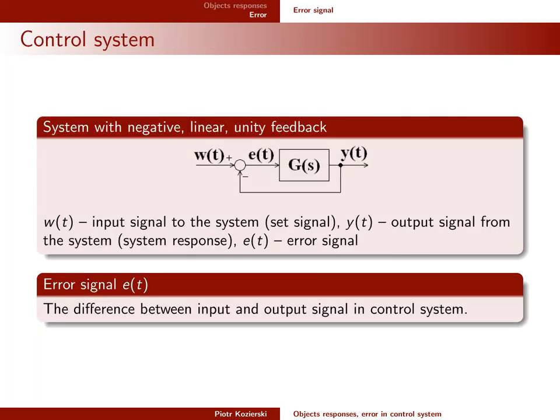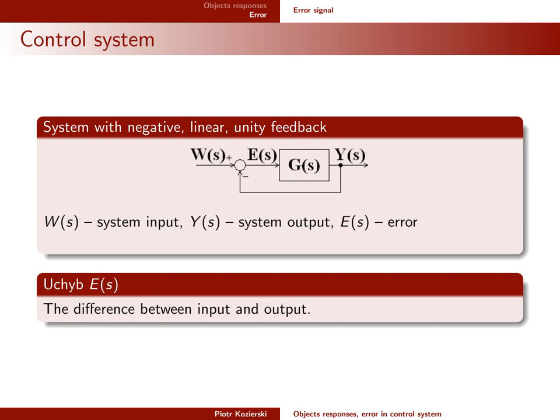The second type of tasks will concern the error signal in the control system. It will always be a system with negative linear unity feedback. Error is the difference between the input and output of a system. Here on the slide, the description in the time domain is shown, but it could just as well be a description in the domain of the complex variable s.